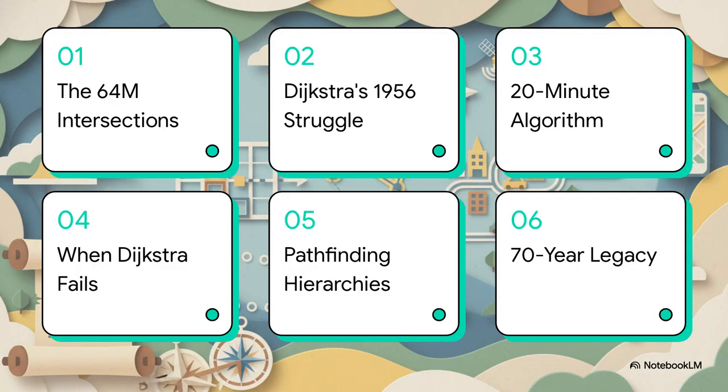Here's the roadmap for our explainer today. We'll kick things off with the 64 million intersection problem, dive right into Edgar Dijkstra's 1956 computing struggle, and look at his incredible 20-minute algorithm invention. After that, we'll see what happens when Dijkstra isn't quite enough, walk through a quick tutorial on pathfinding with hierarchies, and wrap it all up with a 70-year computing legacy.